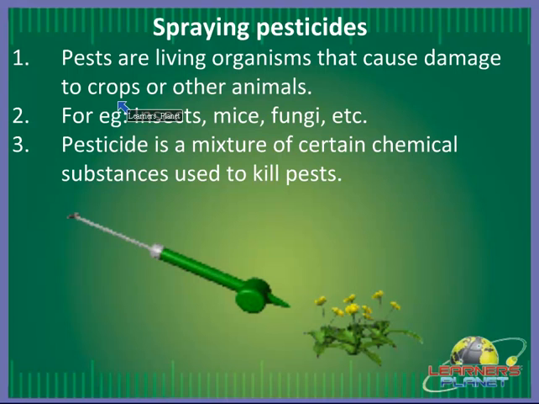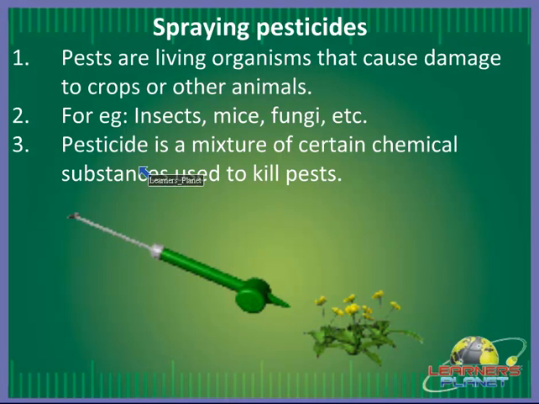So for preventing this, we need to use pesticide, right? For example, insects, mice, fungi, etc. are the pests, the organisms that can cause damage to the crops or other animals. So we need a chemical, a pesticide, which will kill the pests. So what will happen? These pests will die and they will not damage the crops, and then we will be able to get the crops in a healthy condition.